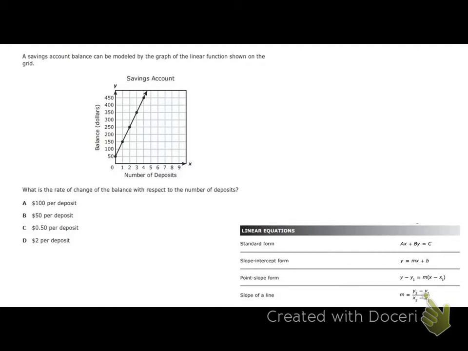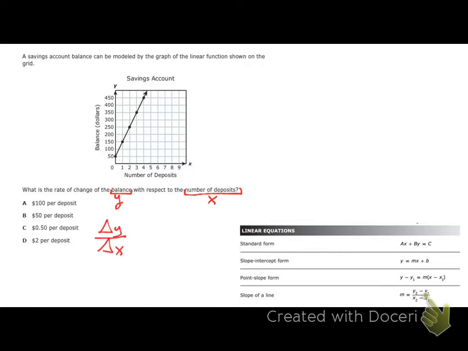Now, this problem, same idea. They give us a graph. And this says, what is the rate of change of the balance with respect to the number of deposits? So they're just telling you, that's wording a little bit funny, but it's really just asking for rate of change. It's really just asking for slope again, but with balance being your y and number of deposits being your x. In other words, what is our change in y over change in x?